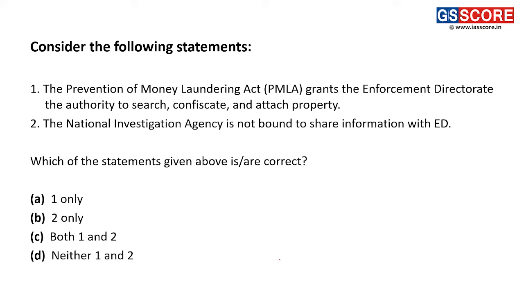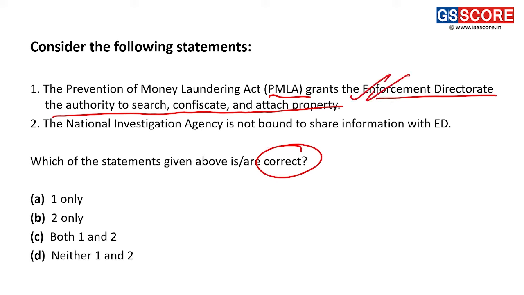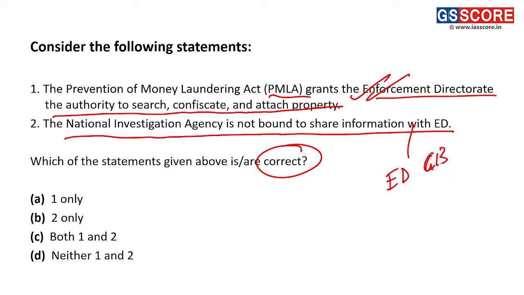Consider the following statements. The PMLA grants the Enforcement Directorate the authority to search, confiscate, and attach property. Well, we need to look at the correct statements, and this statement is correct. We often hear that properties have been attached under PMLA in the news. The National Investigation Agency is not bound to share information with the ED. Often we see that there is a tussle between agencies at times, whether it is ED, CBI, NIA, etc. Right?